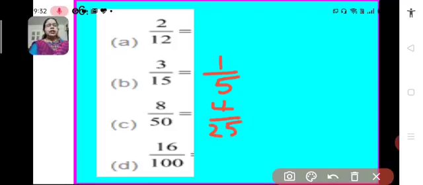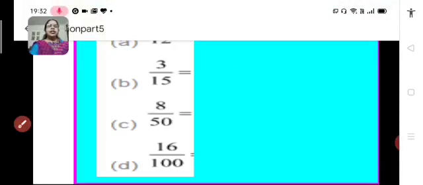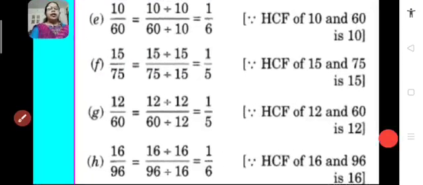And in the last one, the HCF will be 4. So again we will get 4 upon 25 as the simplest form of 16 upon 100. So here we have 1 upon 6 for the first one, 1 upon 5 for the second one, and for the third one we have 4 upon 25. The simplest form of 16 upon 100 is 4 upon 25. Now, let us see the same for the other fractions also.